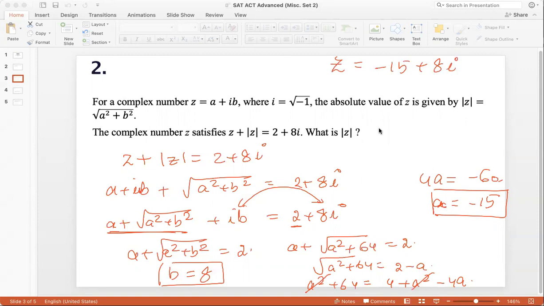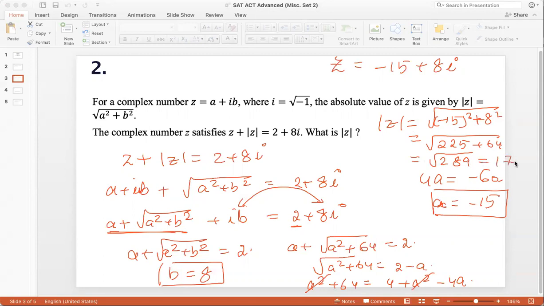And so mod of z will be square root of minus 15 squared plus 8 squared, which is square root of 225 plus 64, which is square root of 289, which is 17. So the modulus of z is 17. That's my answer.